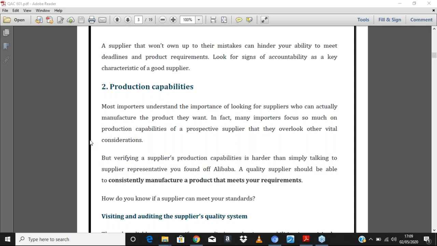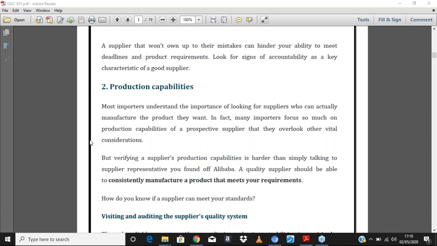So this next thing is production capabilities. Most important, understand the importance of looking out for suppliers who can actually manufacture the products that you want. In fact, most importers focus so much on the production capabilities of a prospective supplier that they overlook other vital considerations. What we are saying is that you have to consider production capabilities, and that means, can these people consistently meet my requirements?